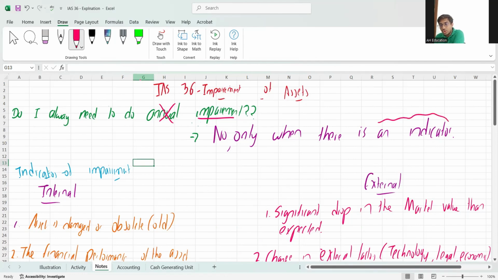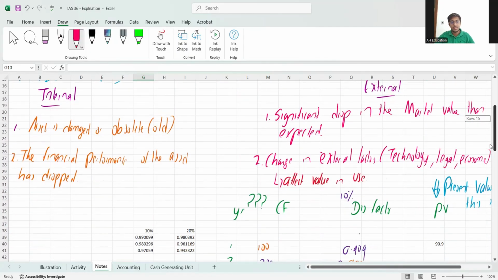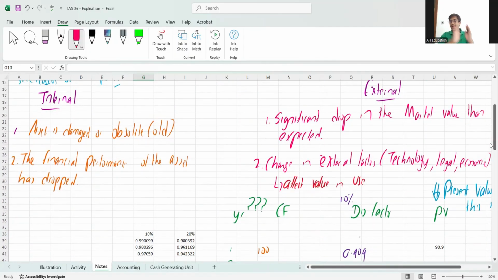Only if you have an indicator that your market value is falling or your recoverable value is falling, then you need to do impairment. Again, listen to me. What I'm trying to say is impairment is not annual, it is not mandatory to do it yearly. If there is an indication only, then you need to test impairment. Now, in terms of indicators, there are internal indicators as well as external indicators. Internal means within your organization, external means outside your organization.